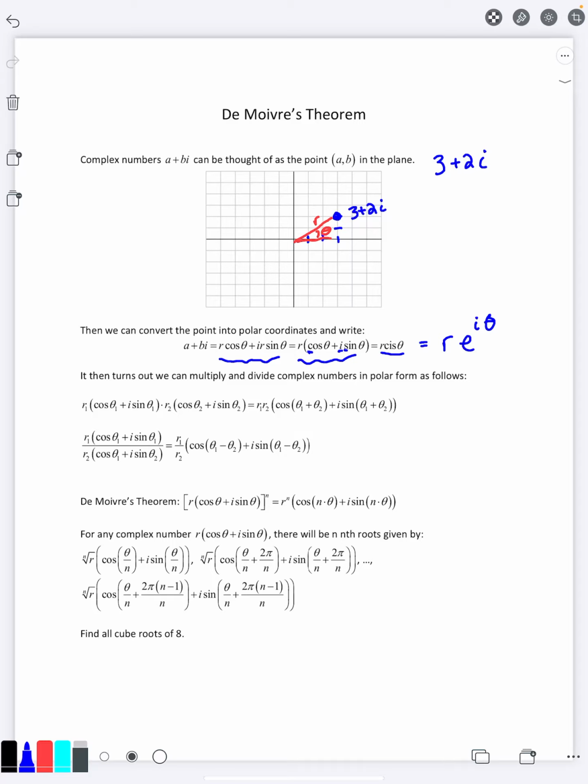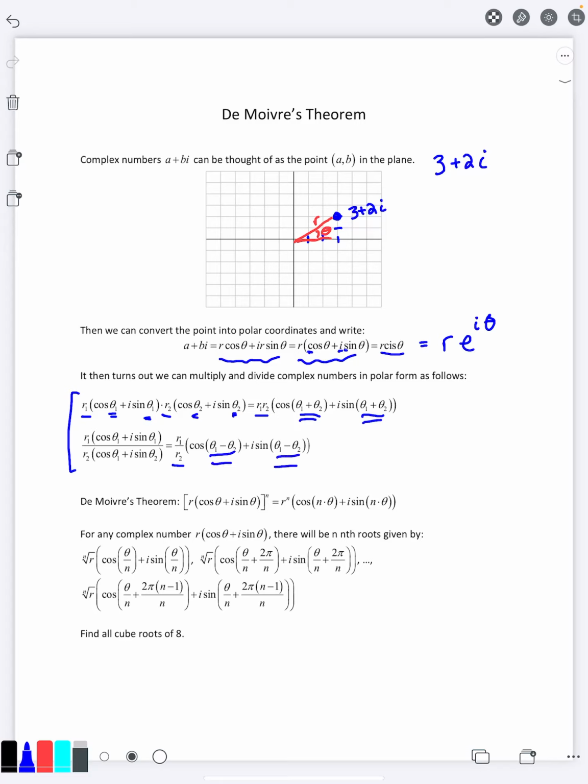And it does actually help you when trying to understand multiplying and dividing, because it turns out that if you want to multiply or divide complex numbers and you've written them in polar form, what you have to do is just multiply or divide the radii. And then with your angles, if you're multiplying, you're going to add those angles, and if you're dividing, you're going to subtract those angles.